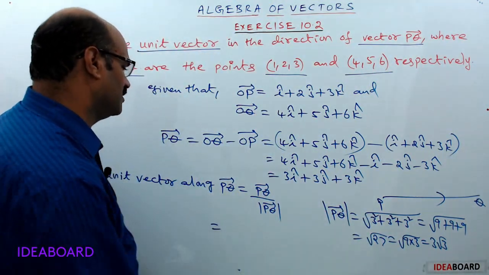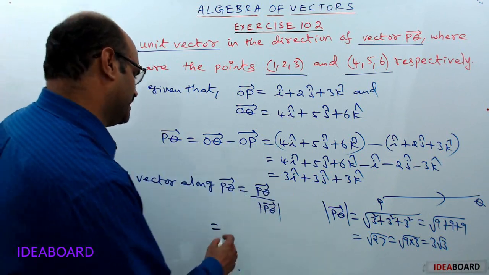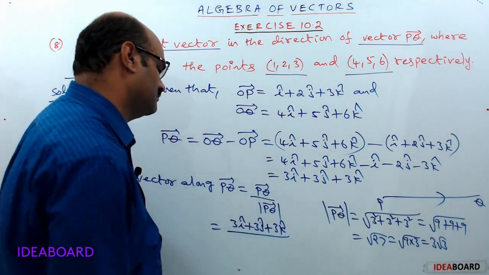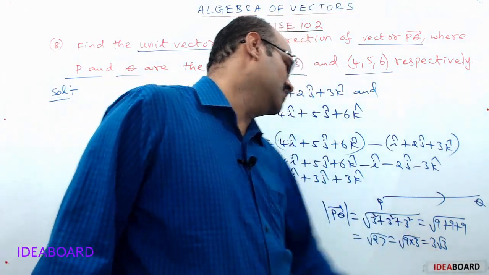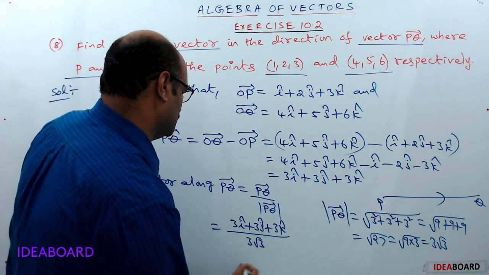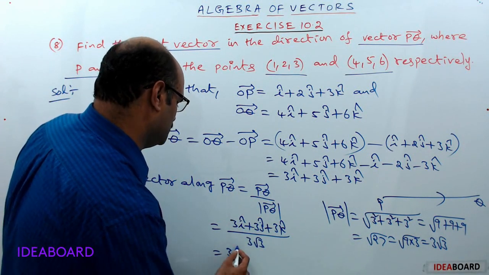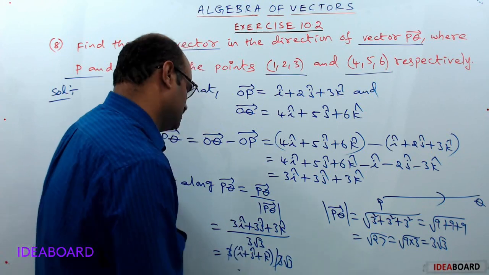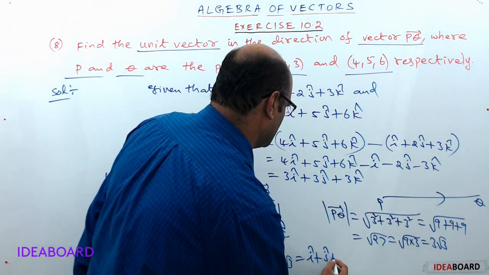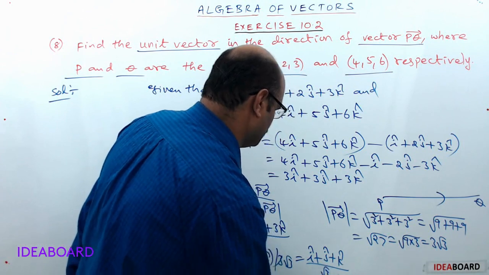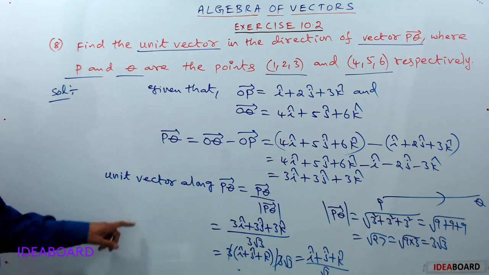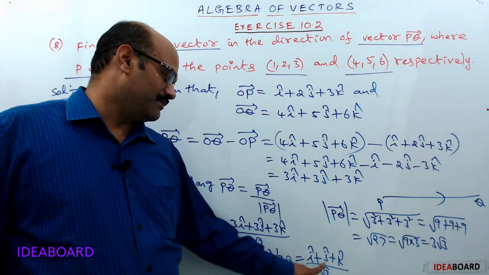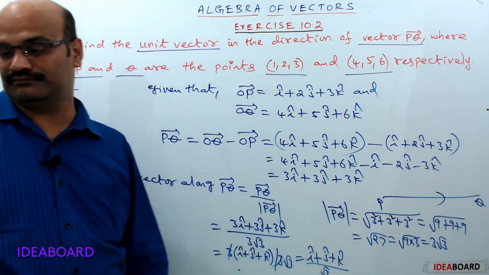Now PQ vector equal to 3i cap plus 3j cap plus 3k cap upon mod PQ vector equal to 3 root 3. So take 3 common here: i cap plus j cap plus k cap upon 3 root 3, so equal to i cap plus j cap plus k cap upon root 3. It implies the unit vector along PQ bar is always equal to i cap plus j cap plus k cap by root 3.